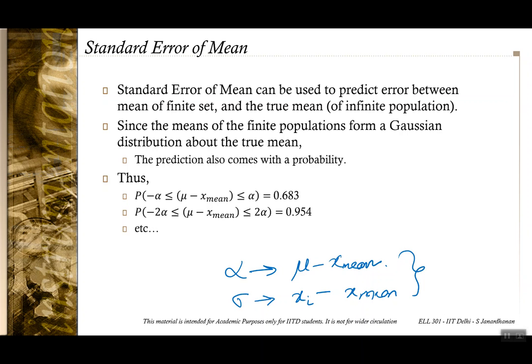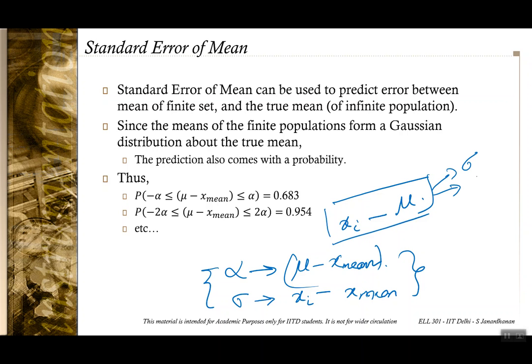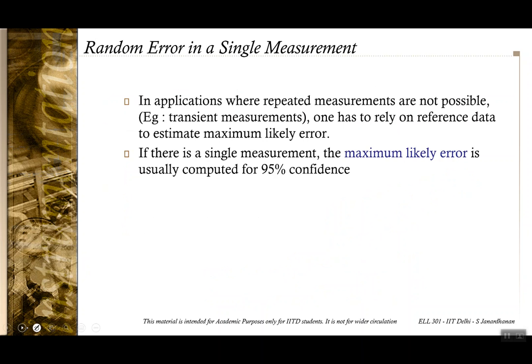So these both can be combined together to get an estimate of the error between xi and mu. So what is the error between xi and mu? That can be obtained by combining sigma and alpha, in this manner.